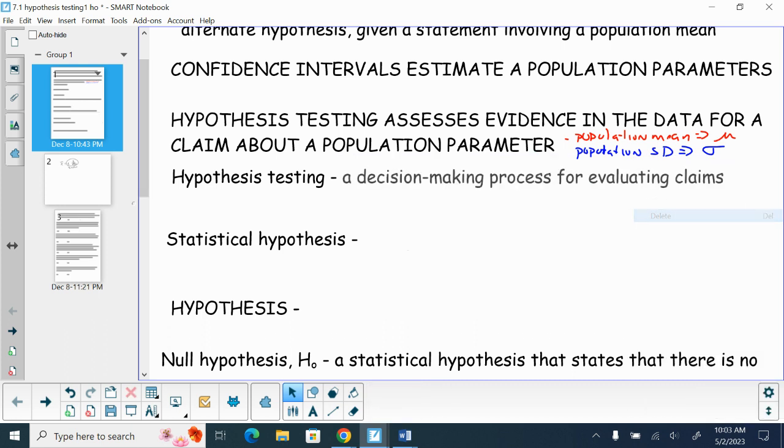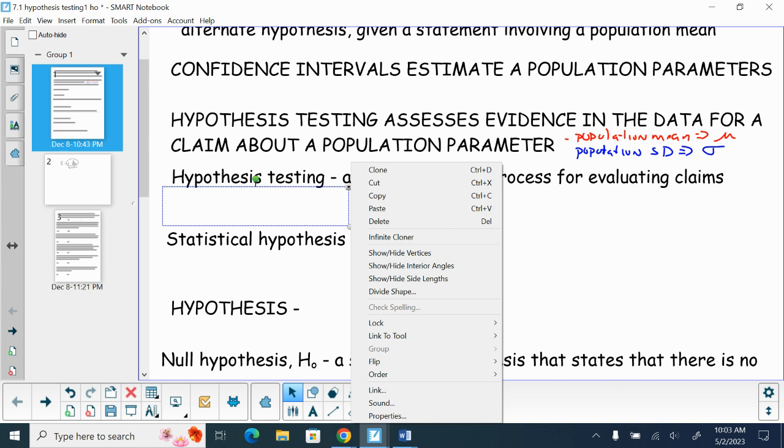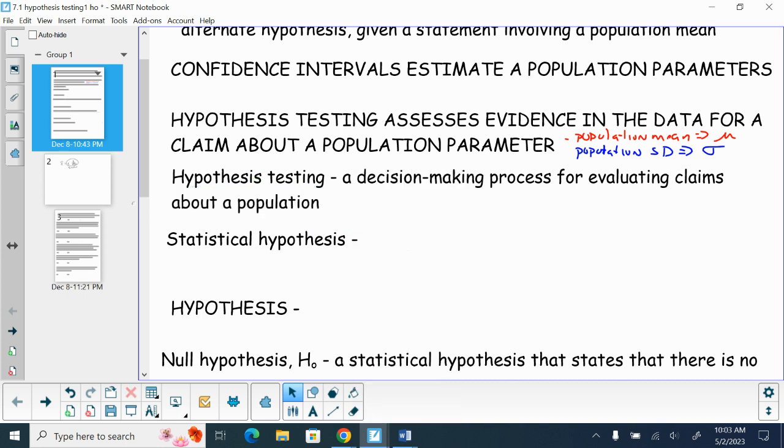When you deal with hypothesis testing, once again, this is a decision-making process for evaluating claims about a population. We make decisions based on this. Business corporations, they make decisions based on this.